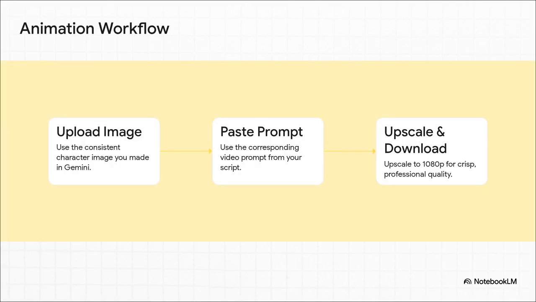The workflow here is just as easy as before. You take the character image you just made over in Gemini and you upload it. Then you paste in the video prompt that goes with it, again from your ChatGPT script. Now, once it's done generating, there's one crucial final step. You have to upscale it to 1080p. That's what gives it that crisp, professional quality before you download.